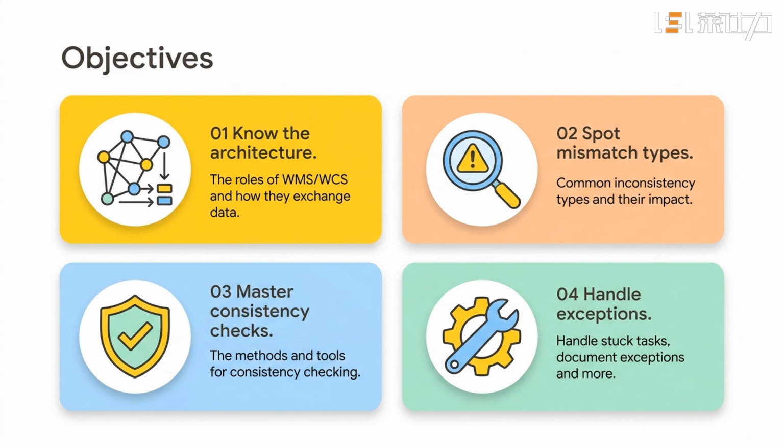4 learning goals today. First, understand the division of labor between WMS and WCS, what each manages and how they interact. Second, master the common inconsistency types. Third, learn to check data consistency with standard methods. Fourth, master troubleshooting for stuck tasks, document exceptions, and other common problems. This may look like software territory, but as a maintenance engineer, system-level troubleshooting is a must-have skill. Take it seriously.